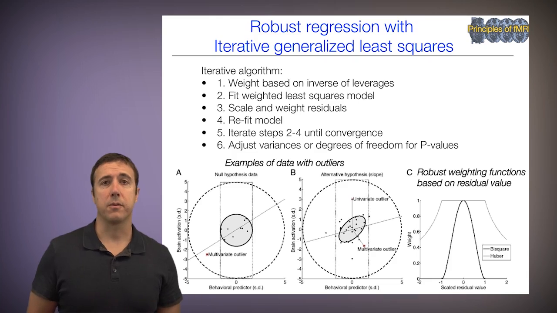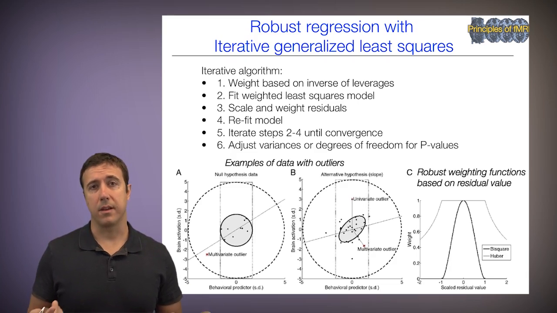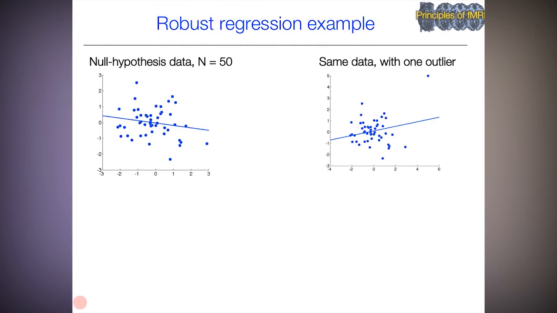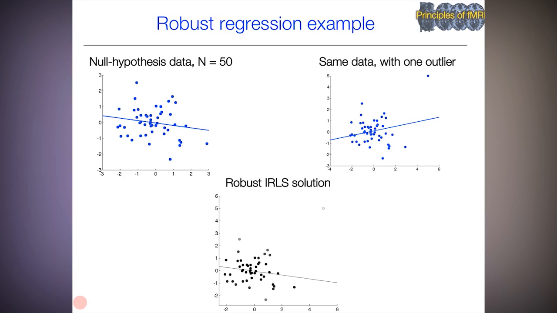And then finally, once we've converged on a solution, we adjust the variances and degrees of freedom so that we can get valid and accurate p-values. So now let's look at our null hypothesis data case. There's the original data, there's the data with an outlier with a significant positive slope. When we fit robust regression, this is the IRLS solution to that.